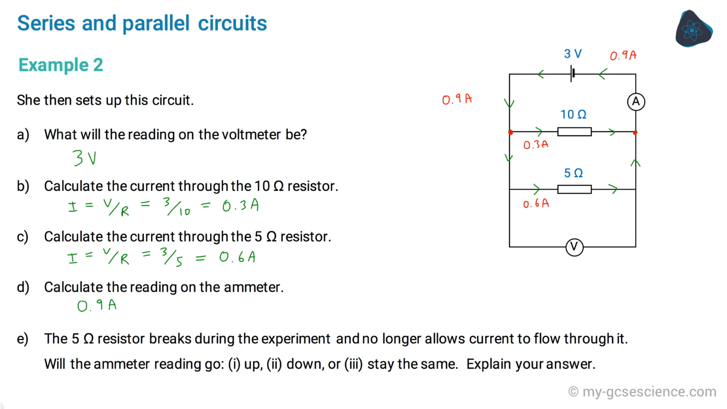Well, I've saved the best to last, and part E really is a corker. If the 5 ohm resistor breaks and current can no longer flow through it, then it's more difficult for the charges which arrive here to get to here. In other words, the resistance of the circuit has increased, which will decrease the current, causing the ammeter reading to go down. So that's it.